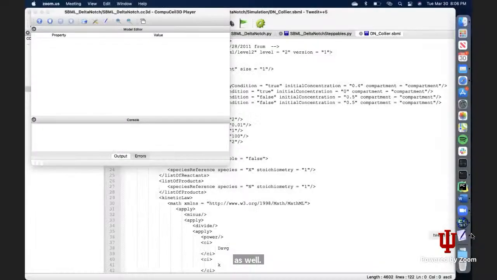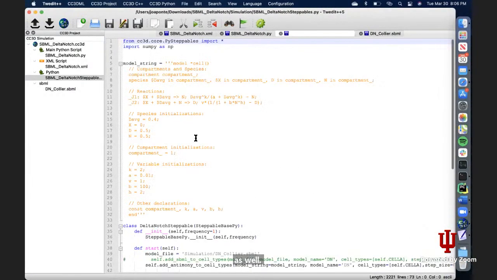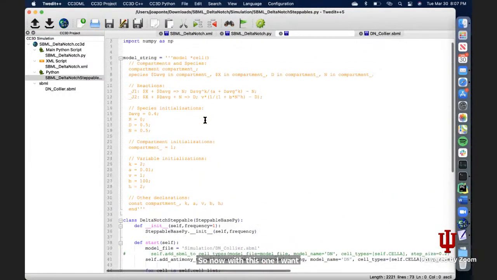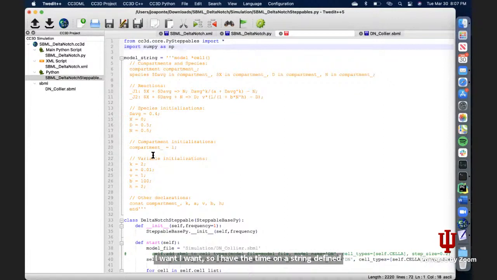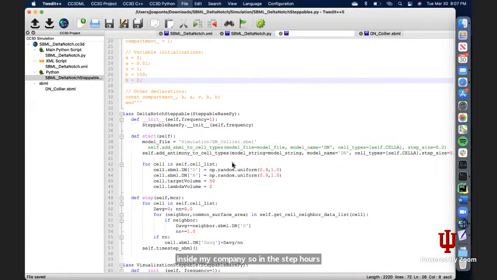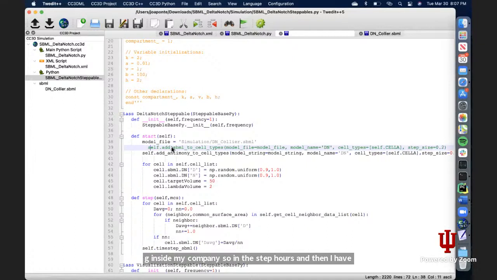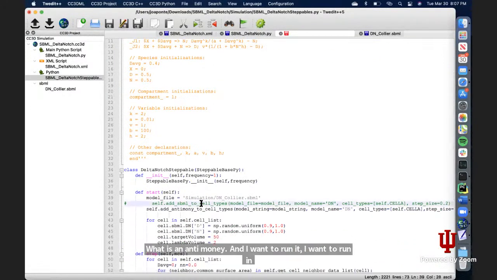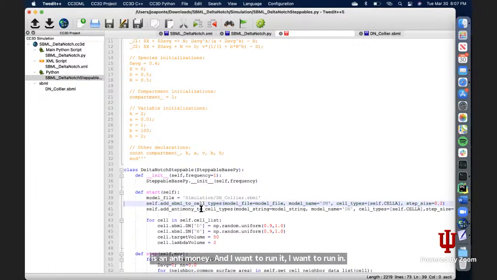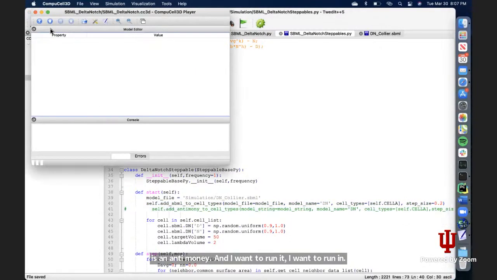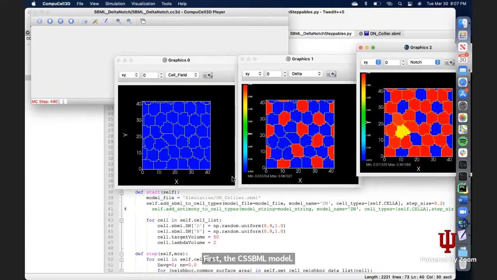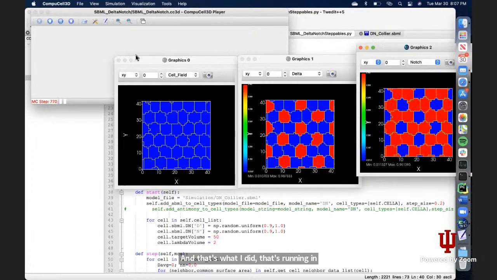I don't know what was happening with the code that I had, but now with this one, I have the Antimony string defined inside my CompuCell in the steppable, and then I have these two options. I either load the model as SBML or as an Antimony string, and I want to run it first as an SBML model, and that's what I get. That's running it with the SBML model.